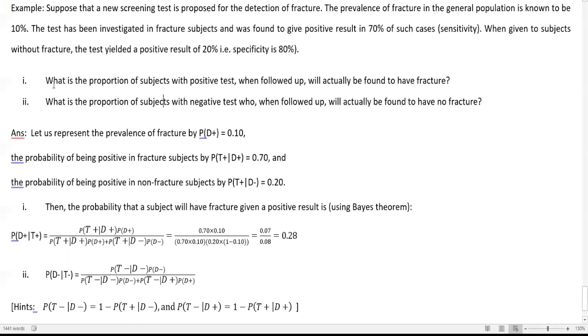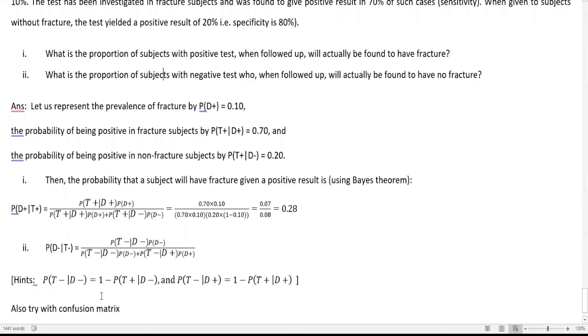Okay. For the second question, somebody actually doesn't have the fracture and will be tested negative. That is also a Bayes theorem we can write down, and I have given some hints. Please try it yourself. Also, if you can generate a confusion matrix from the given data, you can also get the result. Good luck. Do more practice. It will be easier.